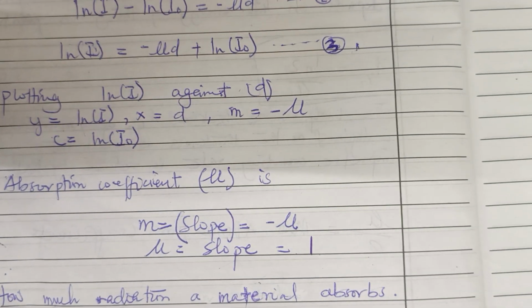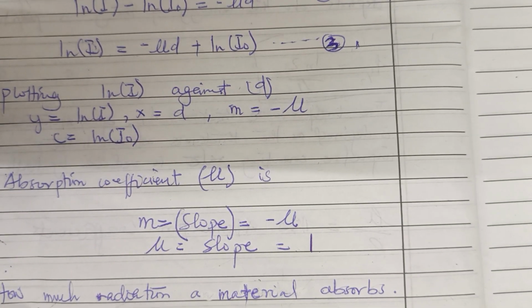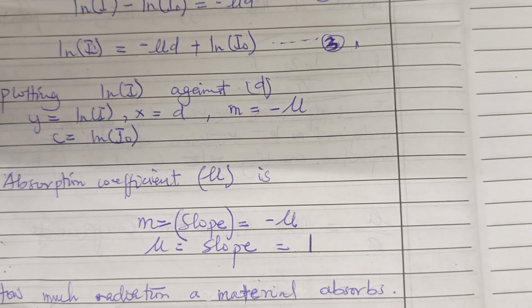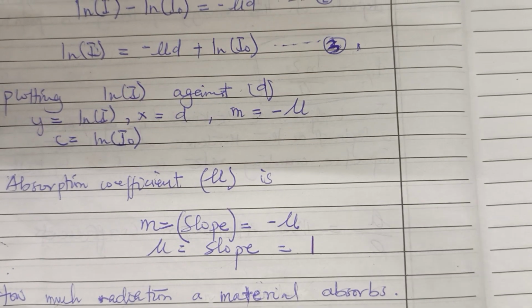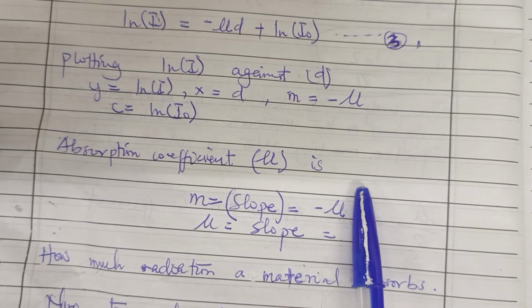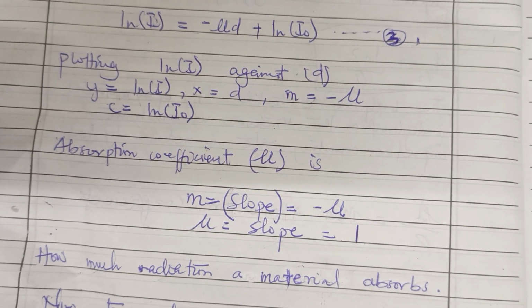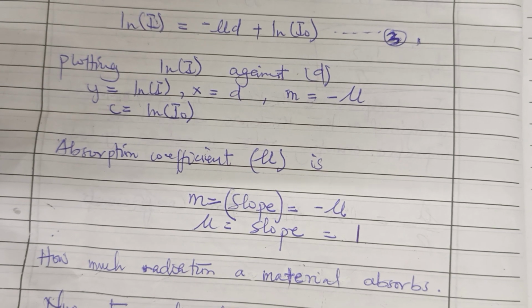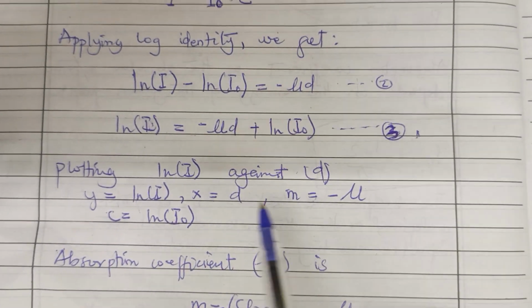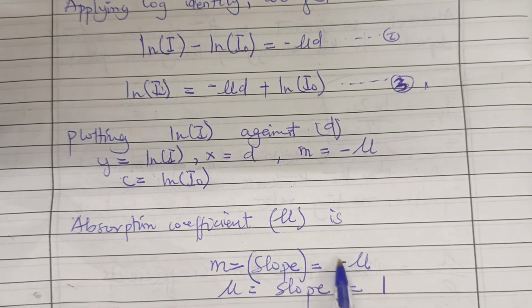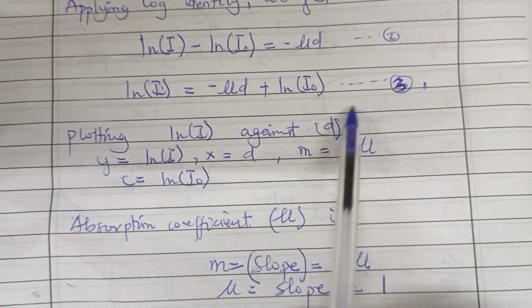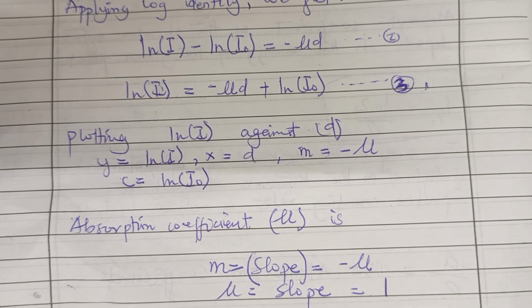Now we have about three aims or tasks. First one, absorption coefficient. The second one is the half-life thickness of the material, and the third one, mass attenuation coefficient. We are done with how to find the absorption coefficient, which will also lead us to how to find the half-life thickness of the material, and to know that we need to further apply log to this expression here.